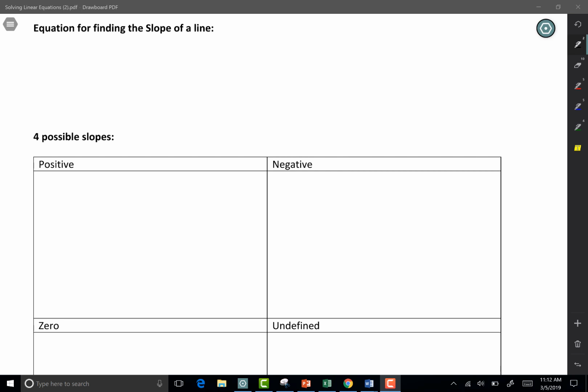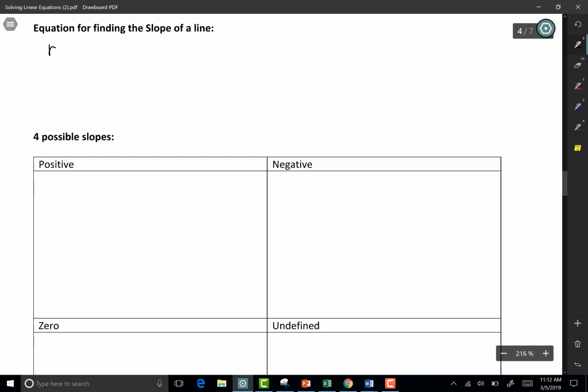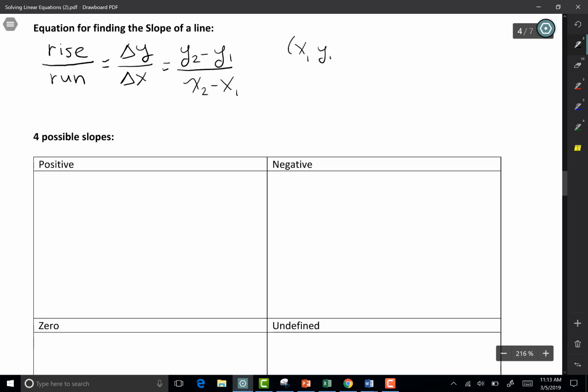In this video, we're going to talk about slope. Now, you can find slope by finding the rise over the run. Another way to say that is the change in y over the change in x. And another way to write that is to take y2 minus y1 over x2 minus x1, where your x1, y1 is one point, and your x2, y2 is a second point.